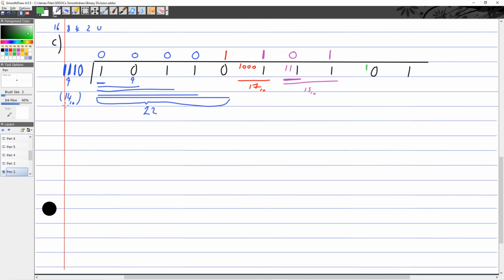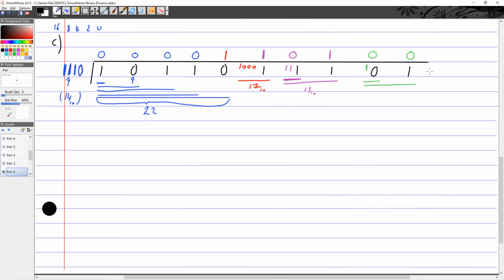So now we ask ourselves, will 14 fit into 10? Well, no, because 10 is 2, so it won't fit in there. Will it fit into 101? Well, no, 14 can't fit into that because 101 is worth 5. So now, although we're running out of space, we can continue underneath. I'll see what I can squeeze in.